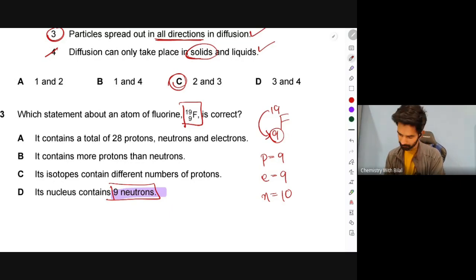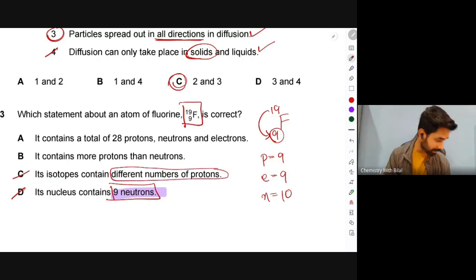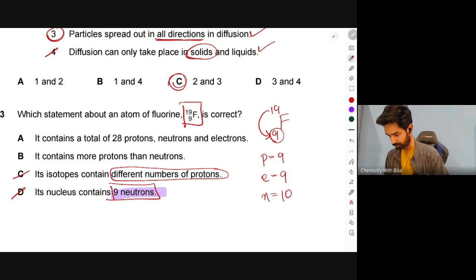Right, Fatima? Its isotopes contain different number of protons. Do you think isotopes can ever have different number of protons? Isotopes are the particles of the same element with the same protons and electrons but different neutrons. It says different protons. Incorrect. It contains more protons than neutrons. It contains less protons than neutrons. Incorrect.